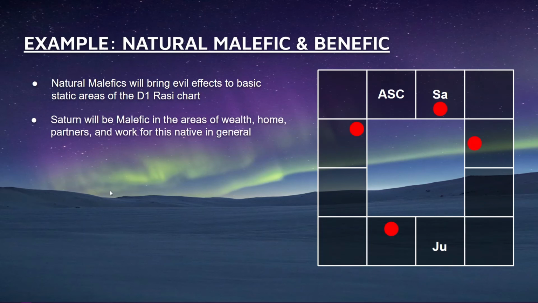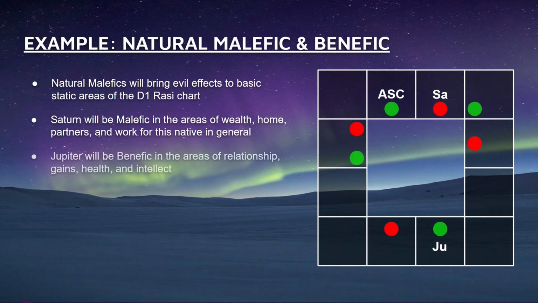Saturn will be malefic in the areas of wealth, home, partners, and work for this native in general. When we're looking at transits, the functional malefic and benefic natures could shift things around a little bit, as could the dasha. And then in this example, Jupiter will be benefic in the areas of relationship gains, health, and intellect in general. Again, dashas will shift around what the priority is and which planets are active.